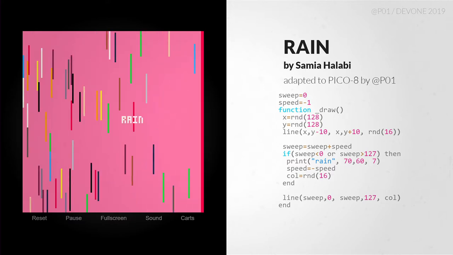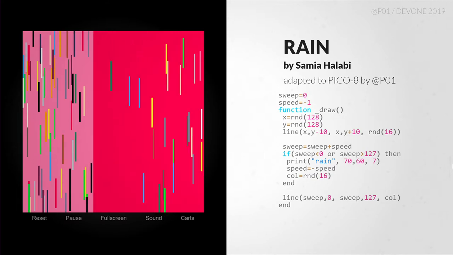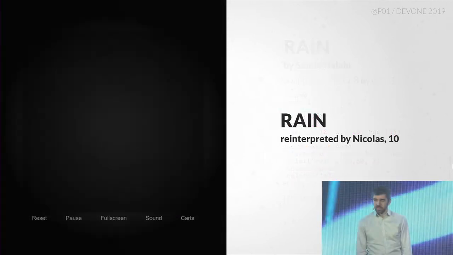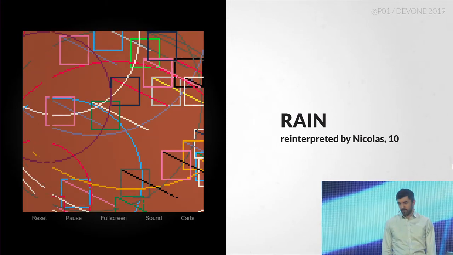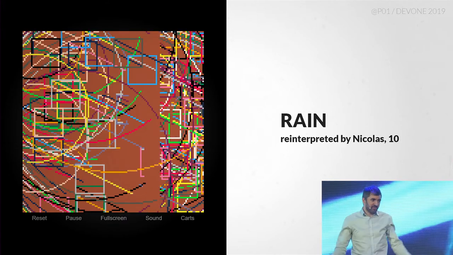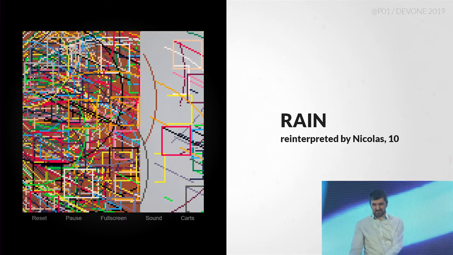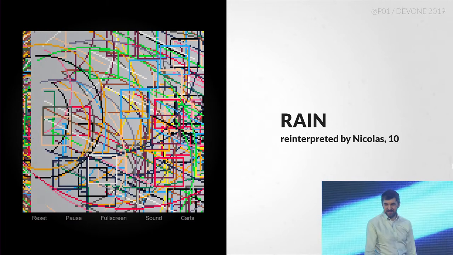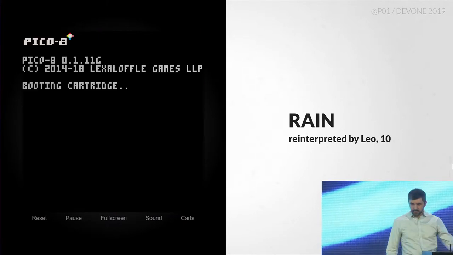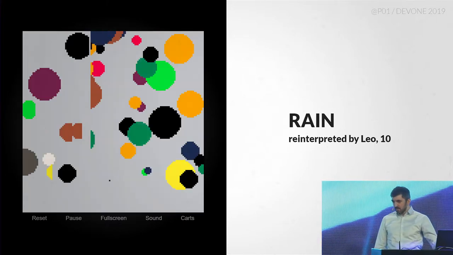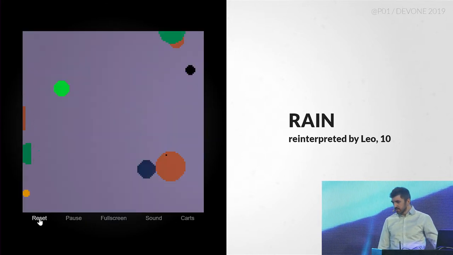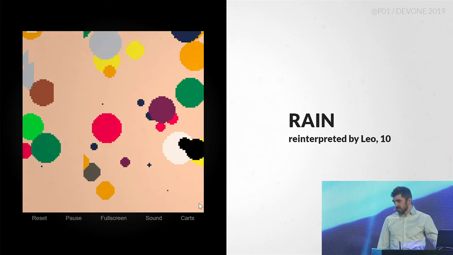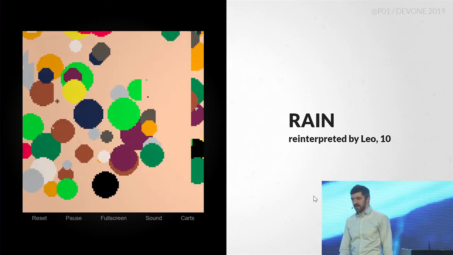So I asked the kids to reinterpret it. So here's Rain, reinterpreted by Nicholas, 10 years old. It's cool. It's perfect. This kid almost never wrote a line of code before. And here's Rain, reinterpreted by Leo, 10 years old. And if we reset, yeah, I really like it.